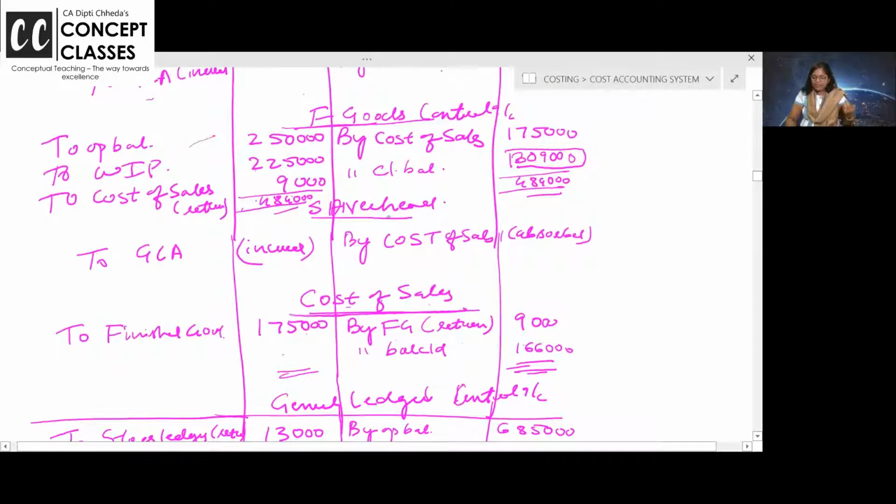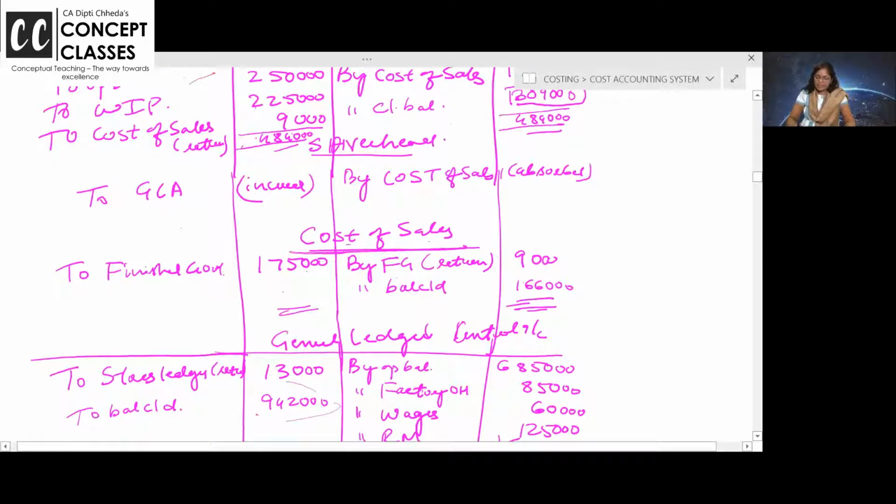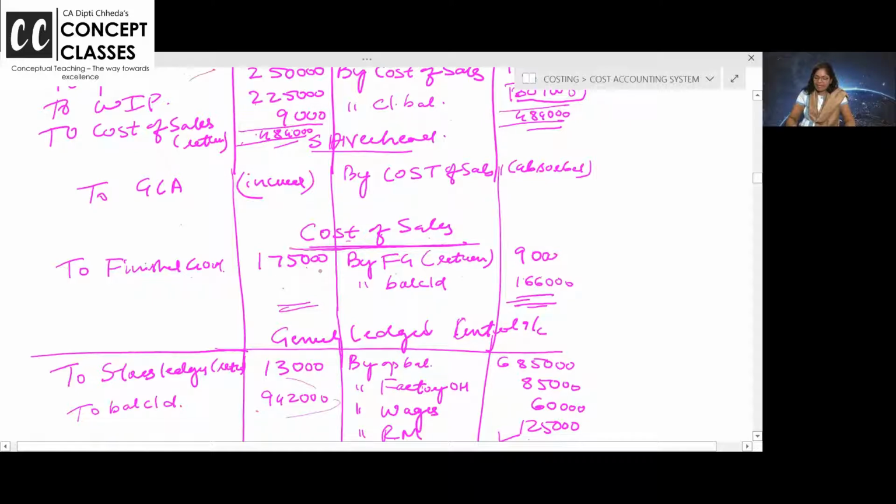Selling overhead, if incurred, sales related delivery times, maintenance, depreciation, driver's salary, and all. Selling overhead debit to GLA. Why? Selling overhead is always absorbed in cost of sales. These many goods have come for sale, 175. Add selling overhead if any. And if there are any returns, 9,000. Sales, cost of sales credit karo. And this is to be debited. And then balance carried down.